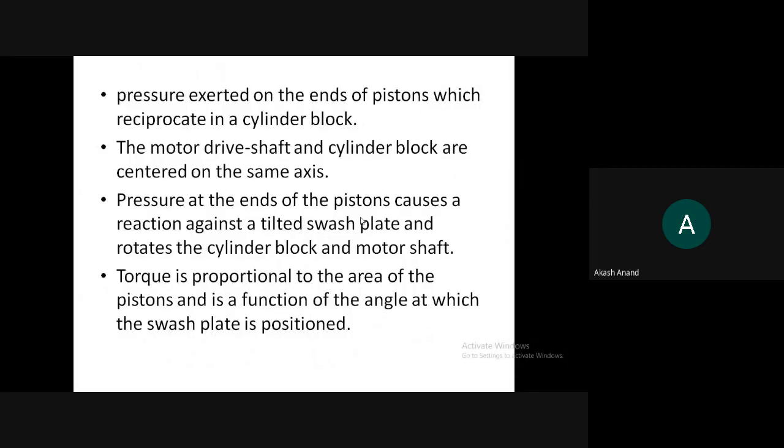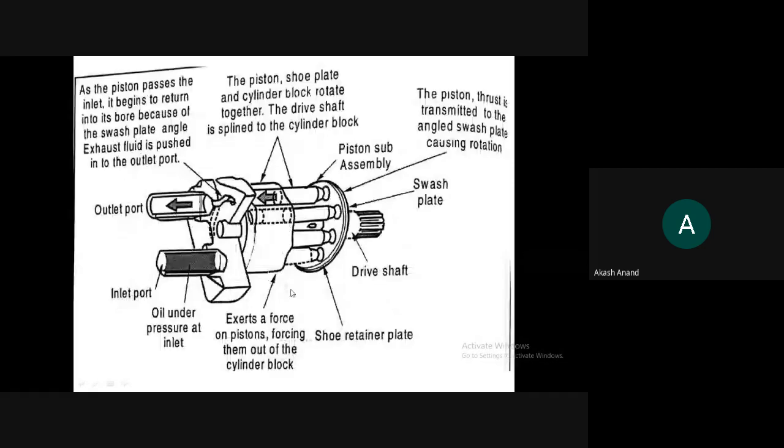So the torque is proportional to the area of the piston and is a function of the angle at which the swash plate is positioned. This is just a mechanical arrangement of a series of pistons and cylinders connected to an inclined plate disc. That is how the pressurized fluid will create a rotary motion. This is comparatively more important than other rotary actuators. These are the basic things you must understand when you consider a motor.